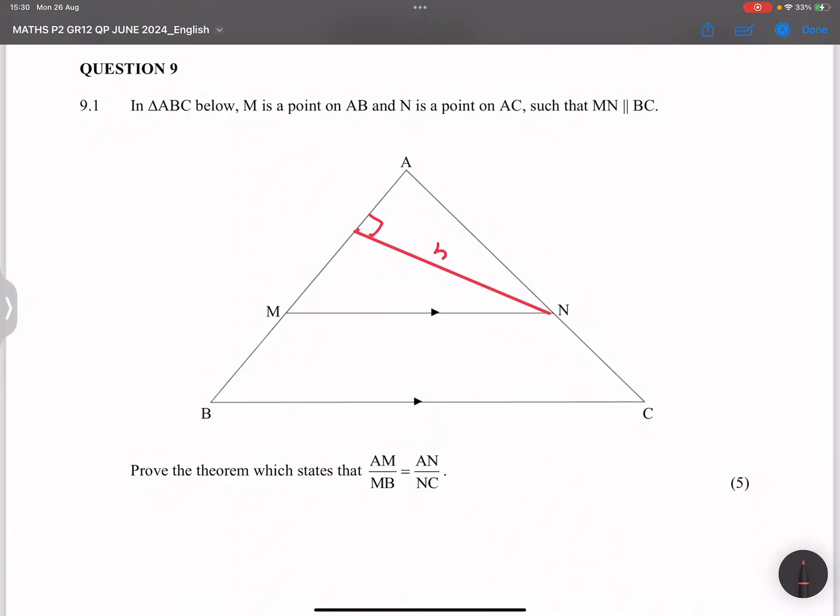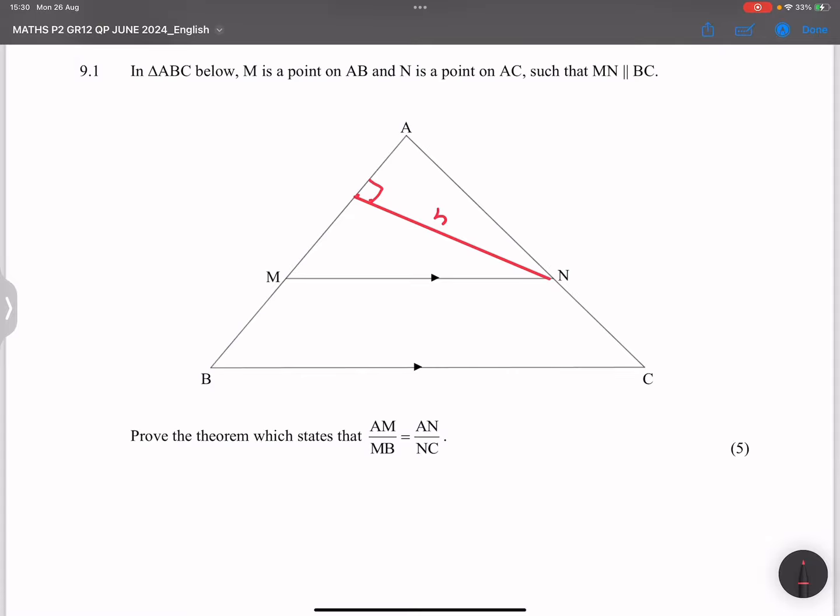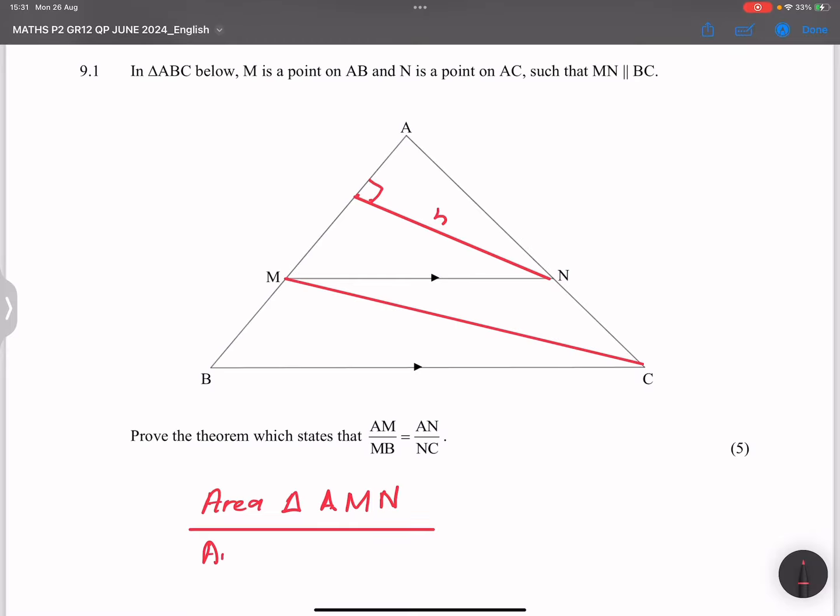All right, now, if I take the area of the smaller triangle, I am also going to have that other triangle there. So I'm going to say the area of triangle AMN over the area of triangle MBC. Now, remember the area of a triangle is half of the base.